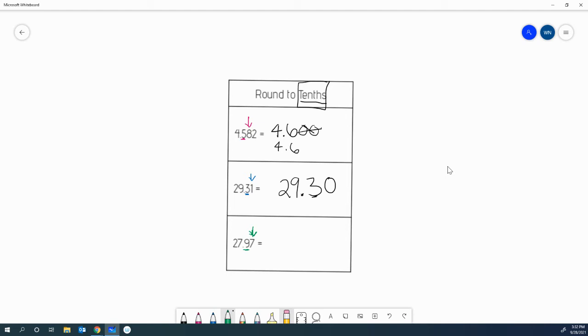So this 7 is going to turn this 9 into a 10, but then that 1 has to go to the 27, so we're going to get 28. That was a tricky one. So let's look at that one again.